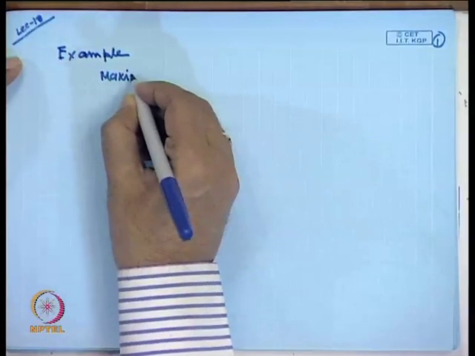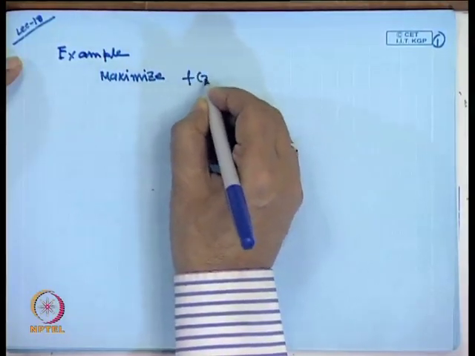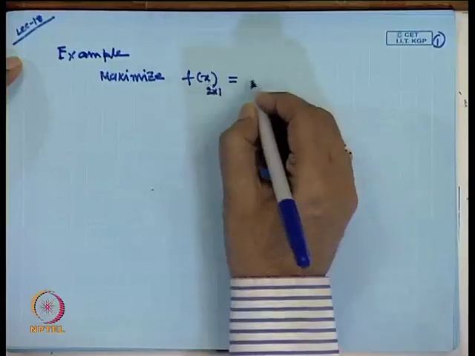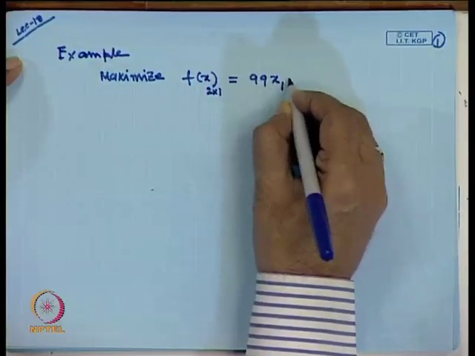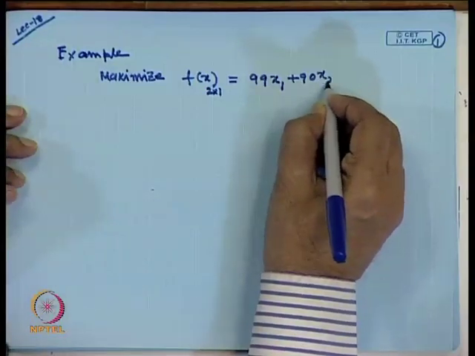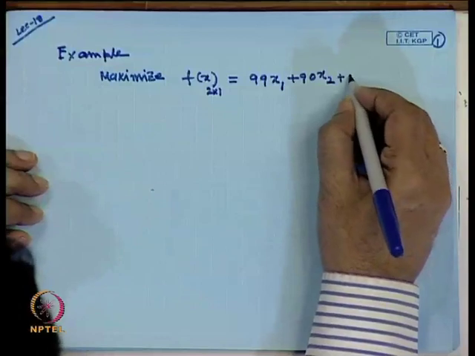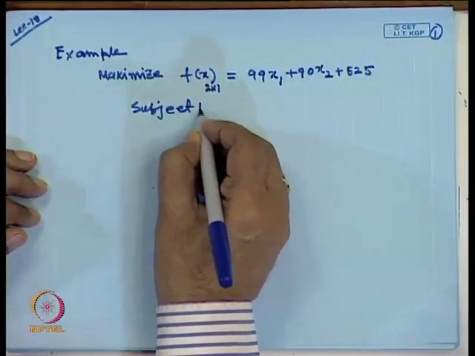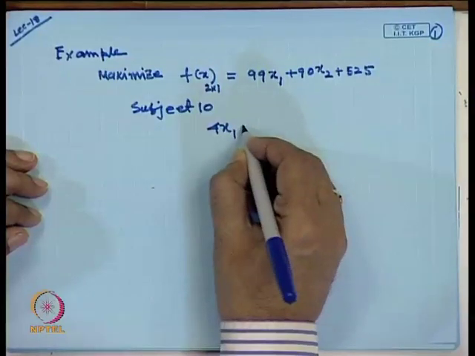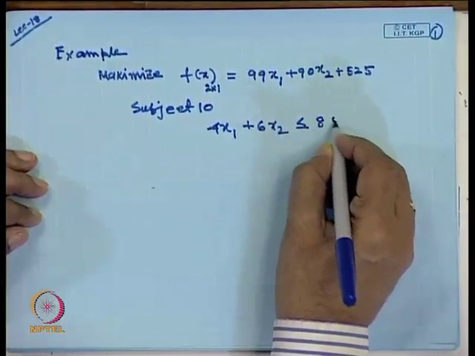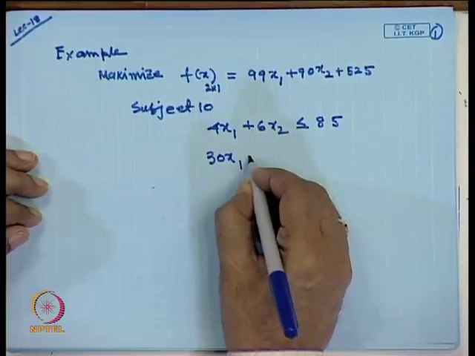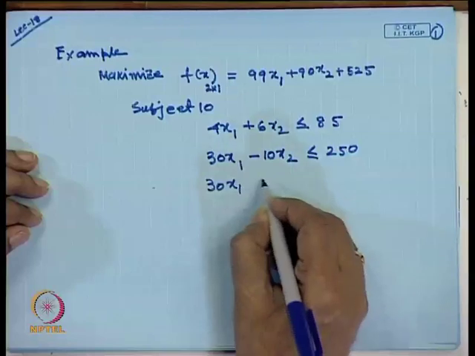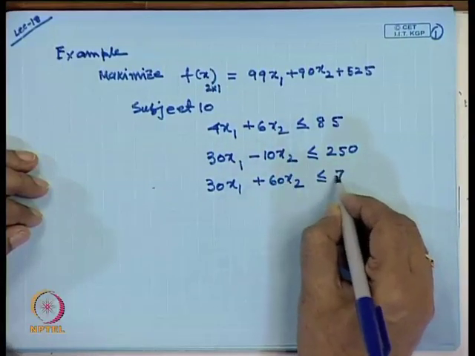Maximize f of x, where x is a variable. There are two decision variables, so its dimension is 2 cross 1. We have 99 x1 plus 90 x2 plus 525, this is the objective function, subject to the inequality constraints: 4 x1 plus 6 x2 is less than or equal to 85, and 30 x1 minus 10 x2 is less than or equal to 250, and 30 x1 plus 60 x2 is less than or equal to 700.